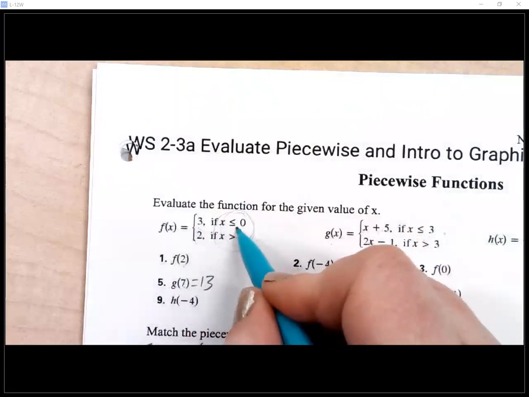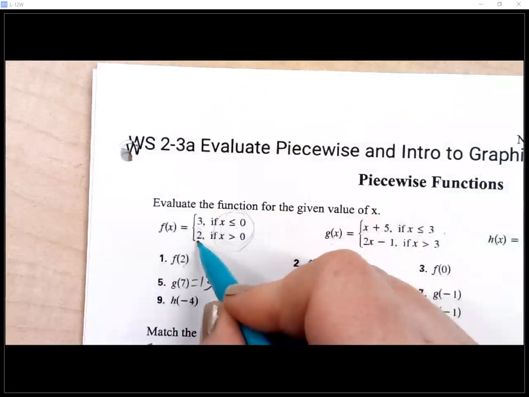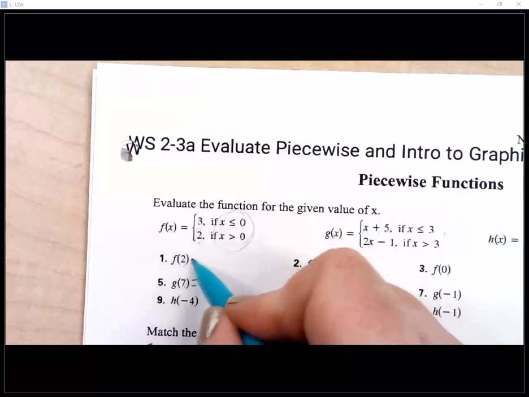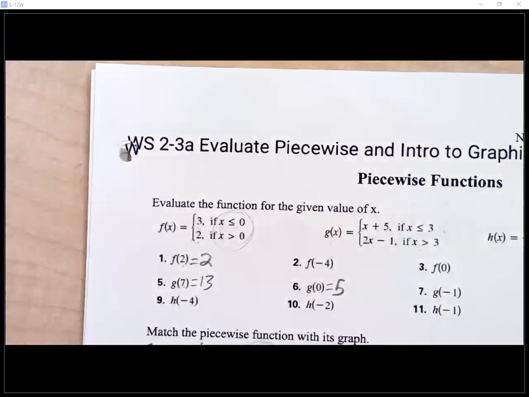No. Is 2 greater than 0? Yes. So I'm going to put it in over here. There is no variable for me to put it into. So that is my answer. It's just 2. This is just a horizontal line, so it doesn't matter what the x value is. The y value just is that number.